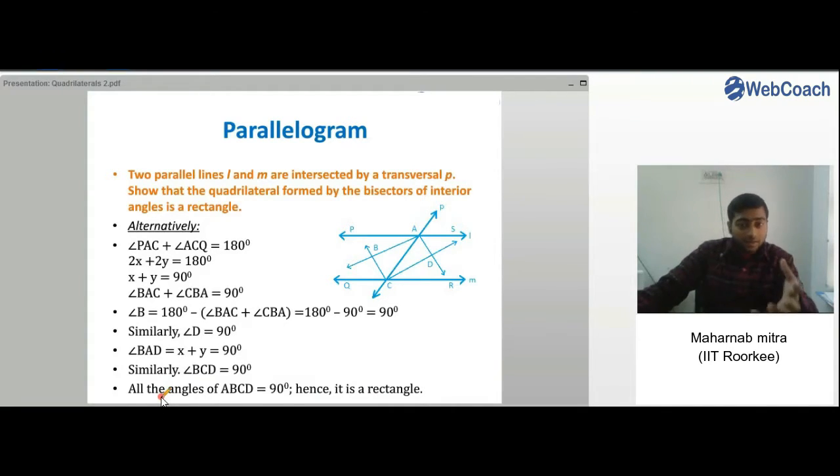Hence it is a rectangle, and here we need not even prove that it is a parallelogram. If all the angles are 90 degrees, obviously all the opposite sides would be parallel to each other, right? Because if two sides are perpendicular to each other, then the sides opposite to them will always be at the same perpendicular distance forever, right? So in the alternative method, by finding out the parallel sides and finding out the angles, we have proved that the figure formed by the angle bisectors is actually a rectangle.